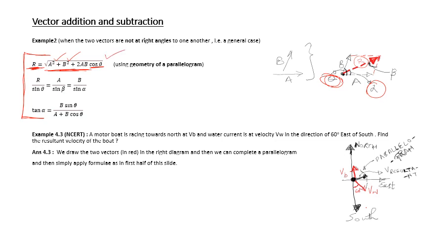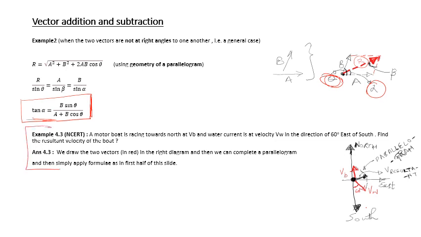Then let's look at the third formula here, the one which I'm pointing at. That gives you alpha, the angle of the resultant with respect to A. That is found directly by this formula, which is given here: tan alpha is equal to this, the angle of the resultant. Then let's look at a question based on this.